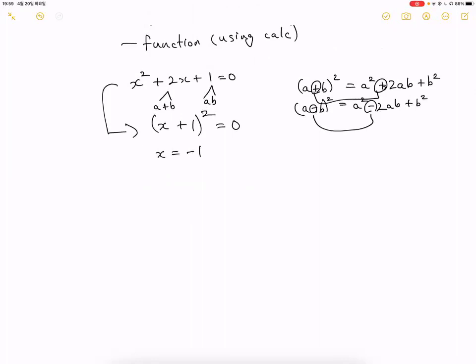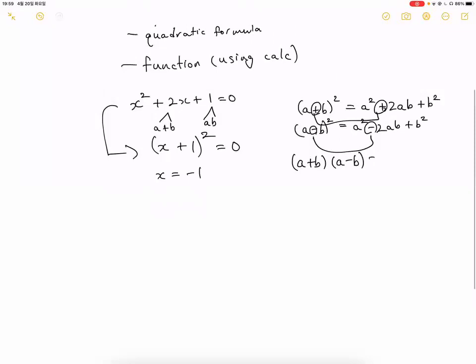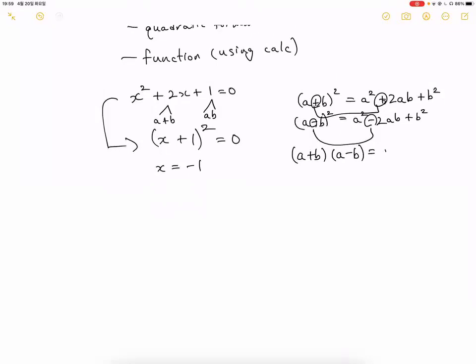And if you have learned of the FOIL method, which is a plus b, and let's just say a minus b. So you can find it using the FOIL method, but this is actually equal to a squared minus b squared. I just memorized it because it is very easy to remember. Just look for the negative sign here, and the b values are the same.